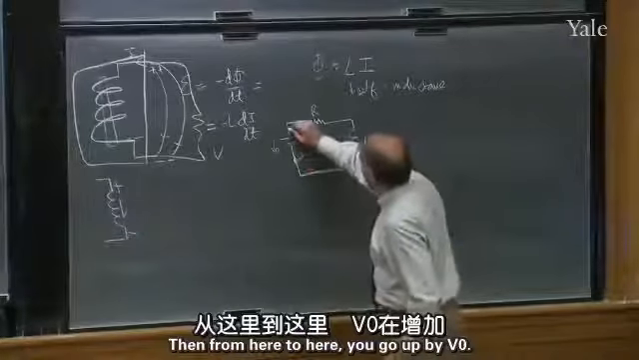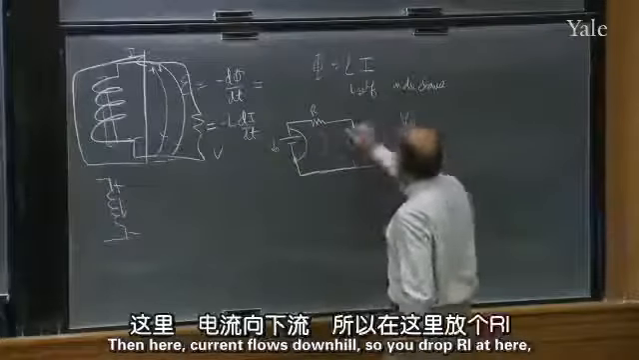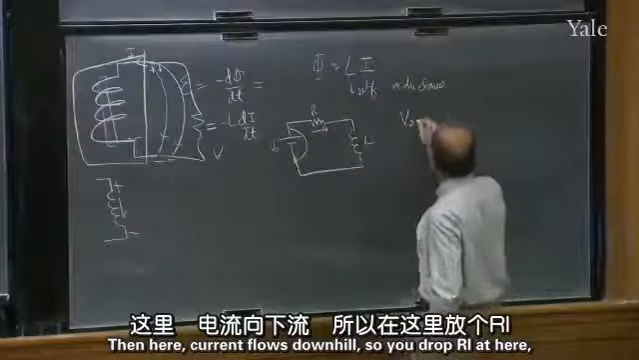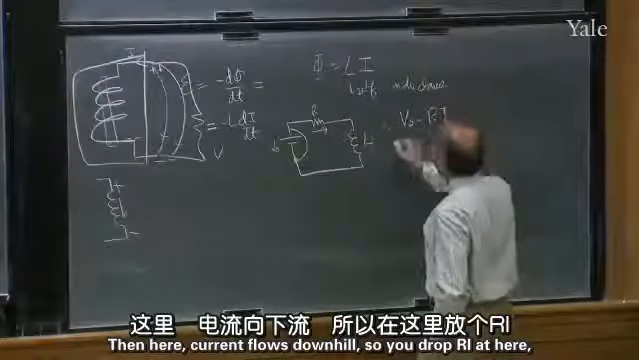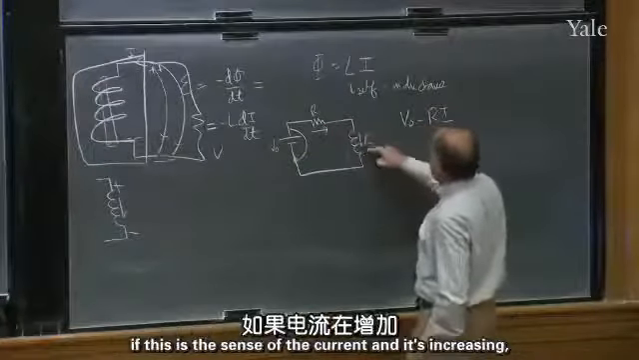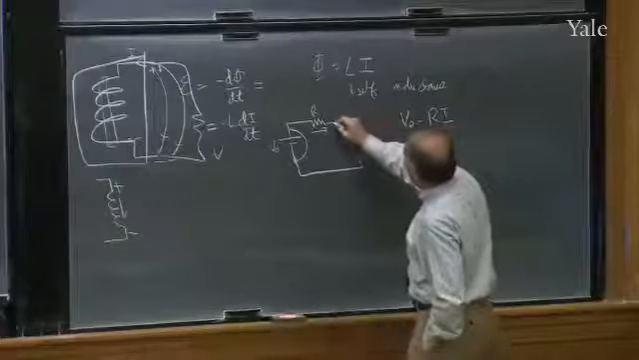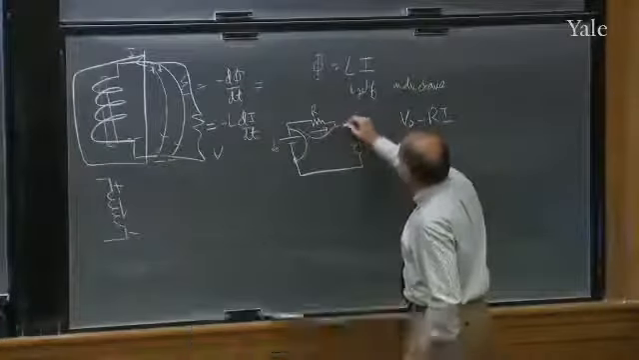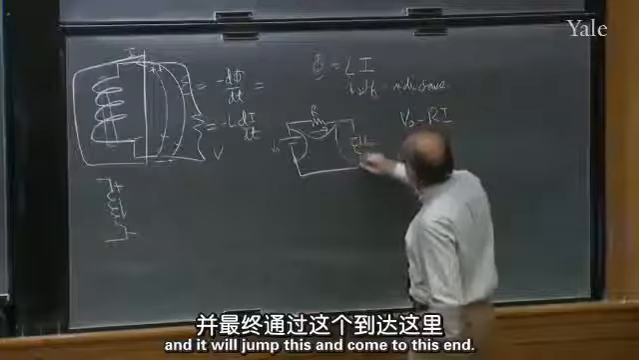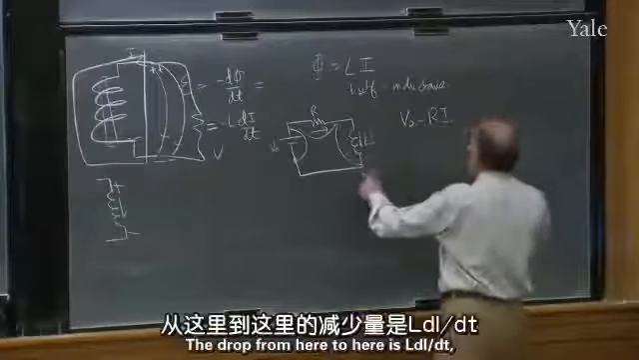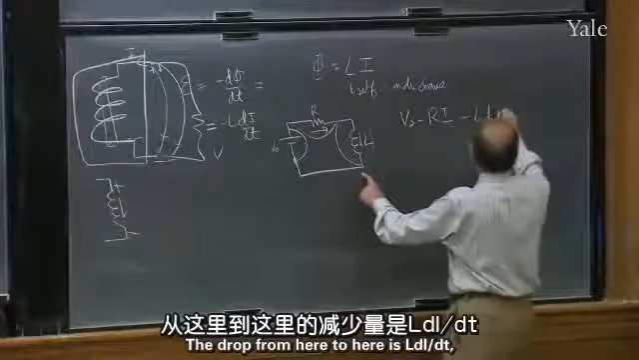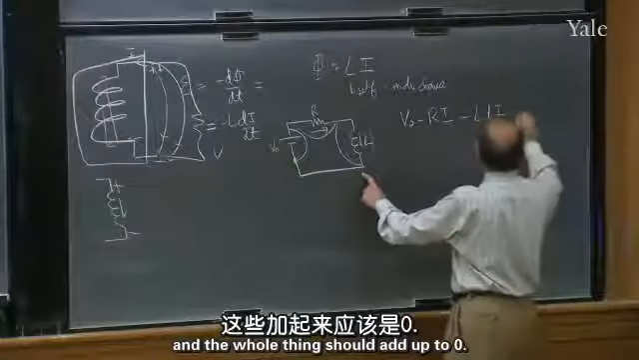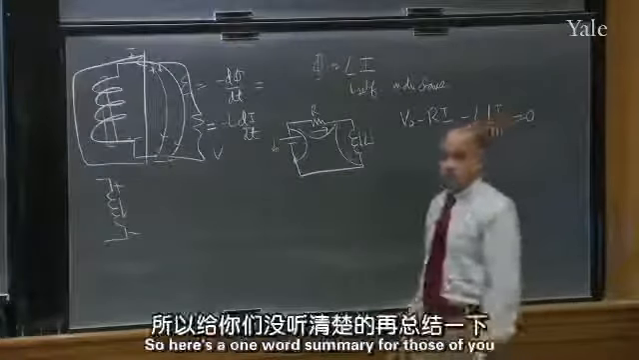Then from here to here, you go up by V naught. Then here, current flows downhill, so you drop Ri. And here, if this is the sense of the current and it's increasing, your loop will go from there to there, and it'll jump this and come to this end. And the drop from here to here is L di/dt. And the whole thing should add up to 0.